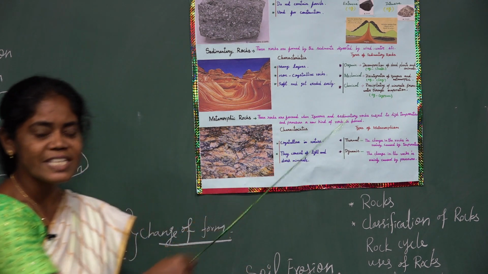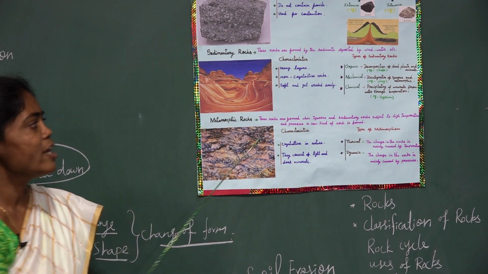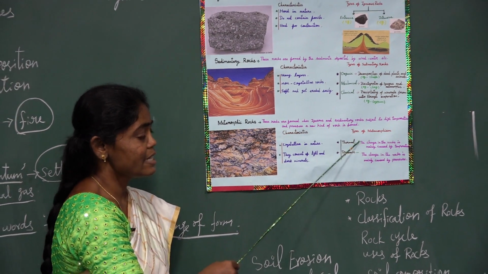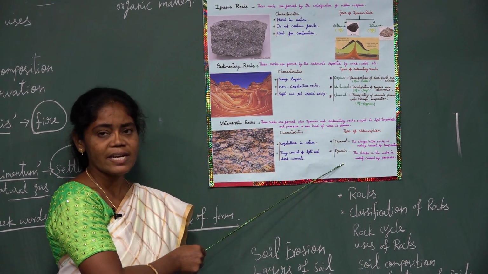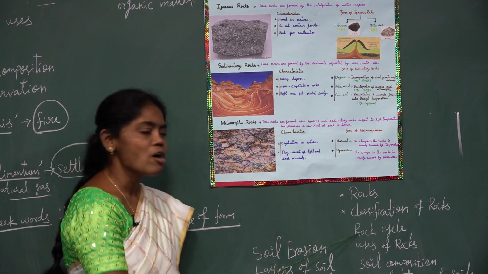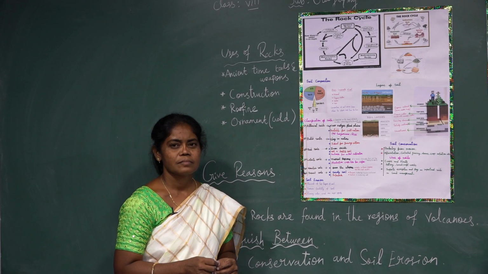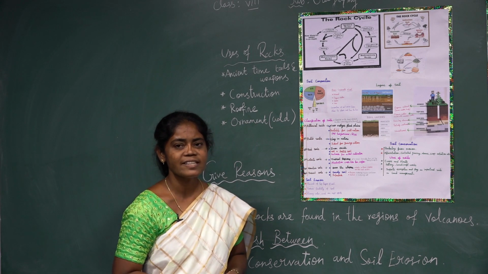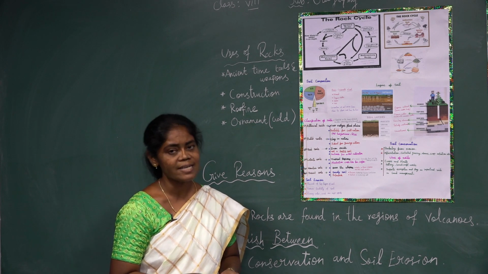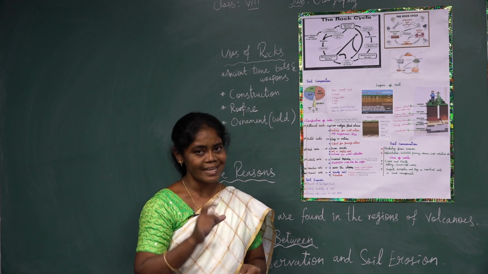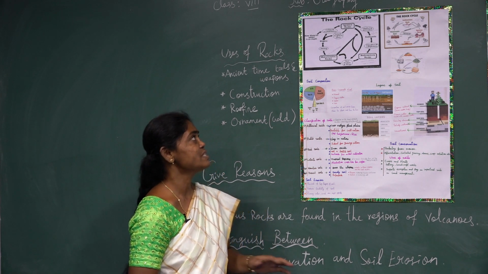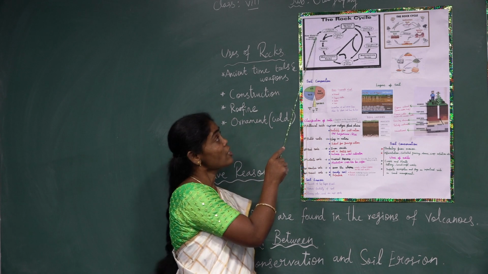Okay children, now we have seen the types of rocks and their characteristics and also how the rocks are further divided. Now we will see another topic, that is the rock cycle. Before, we have seen the types of rocks. Now we will see the rock cycle. You know very well, cycle means rotation. Here we will see how the rotation takes place. See the picture, the rock cycle.